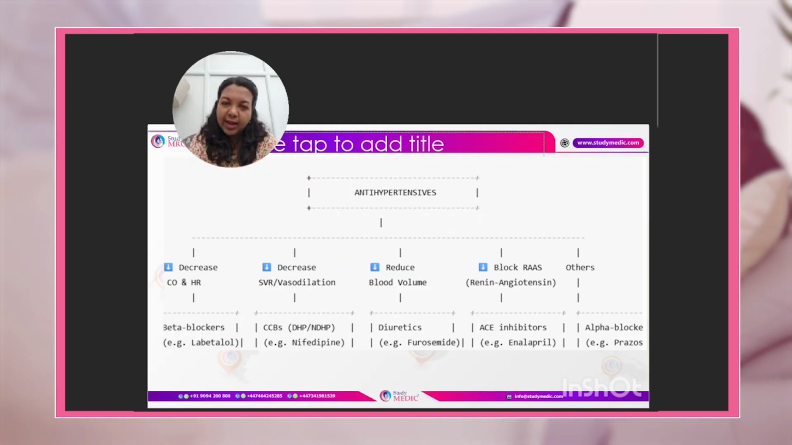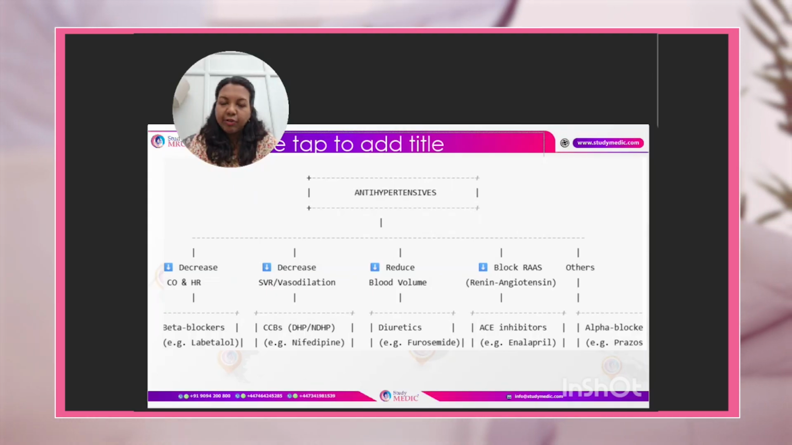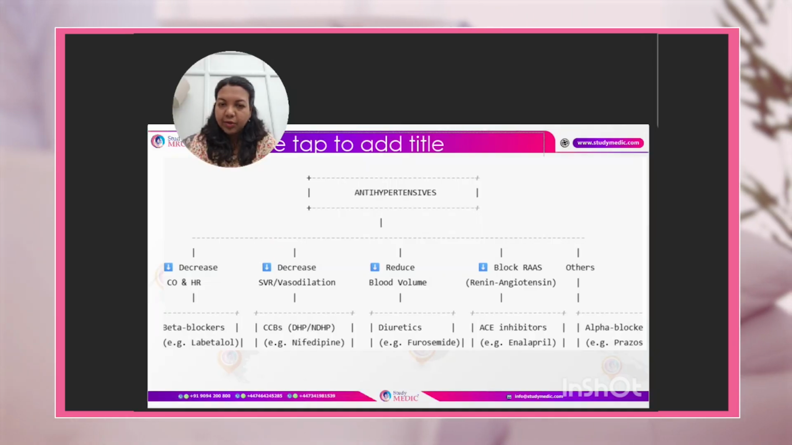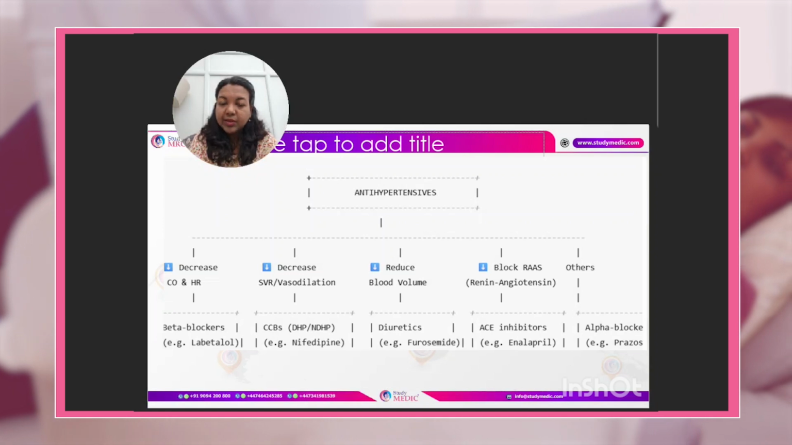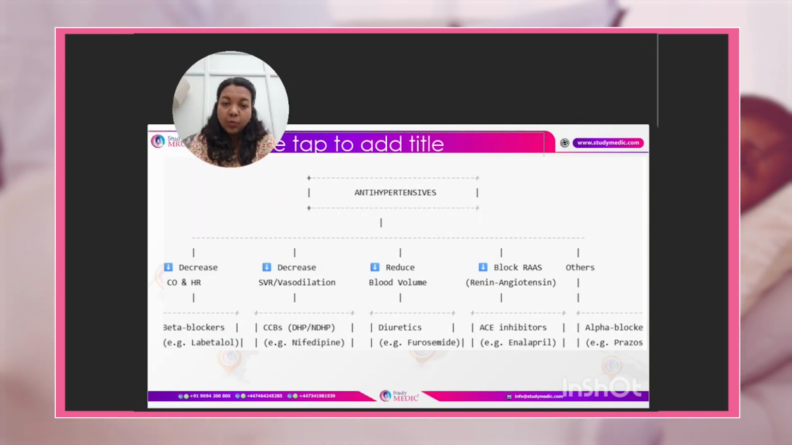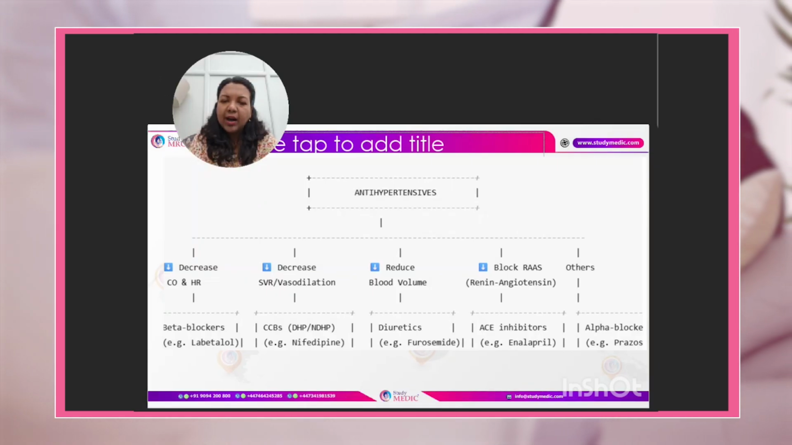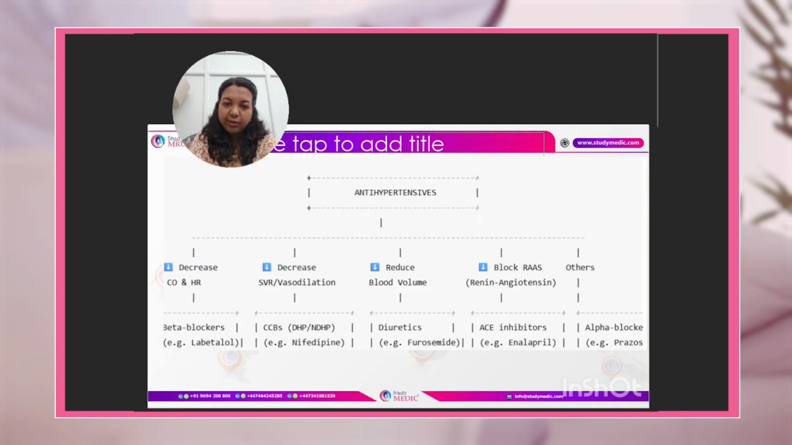The next group of drugs is the calcium channel blockers. They mainly include nifedipine. So that is the second line of antihypertensive for hypertensive disorder of pregnancy. They act by reducing the systemic vascular resistance and cause vasodilation. So nifedipine basically acts against the voltage gated calcium channel influx.